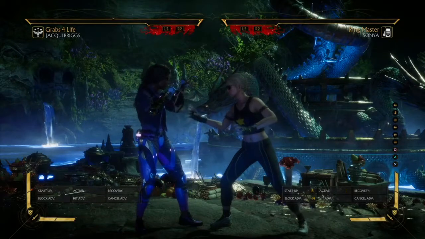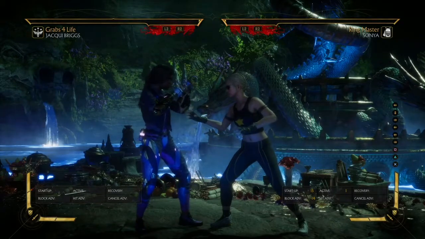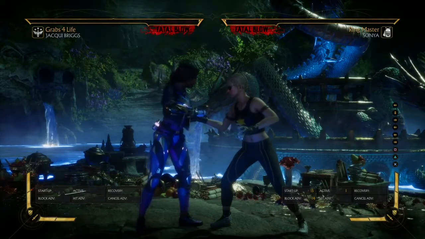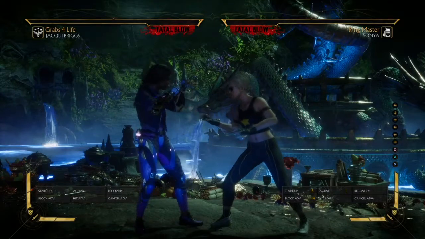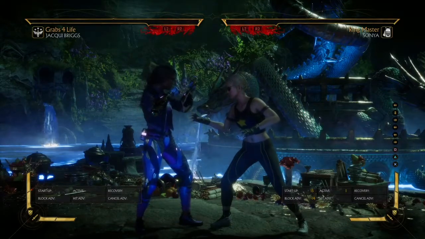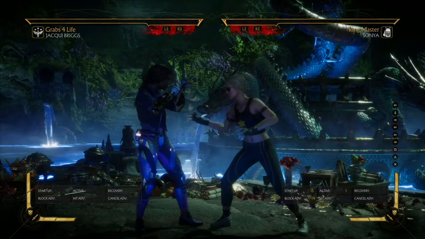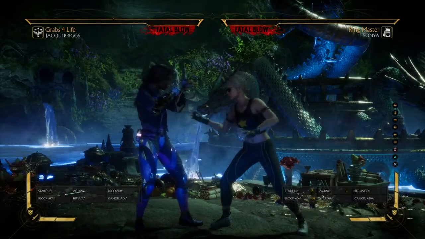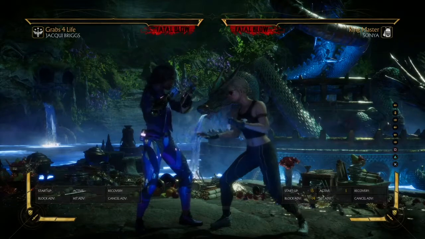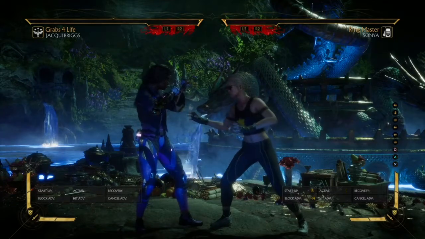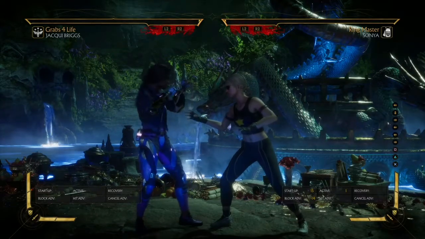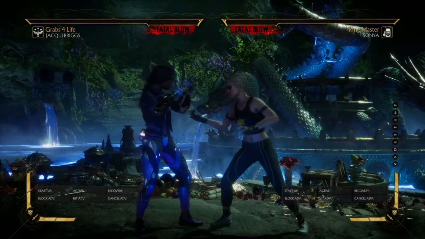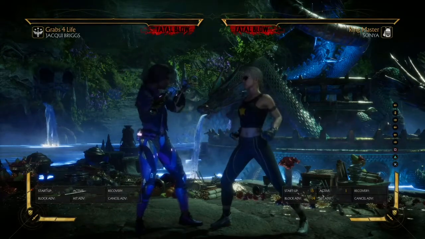So when you see a block advantage of -14, if you want to punish it, you basically need a move that would start up in 13 frames or less to do a punish. Raiden can punish -6 and above. Oh, it's -6. Oh, okay, I thought it was -4. Thanks for the clear up, Rocco. Much appreciated.